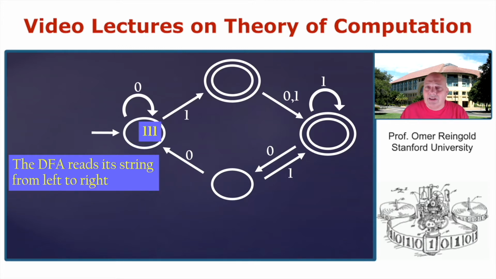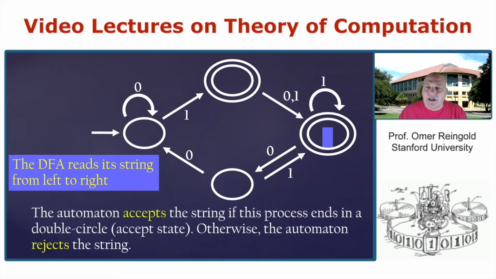We read the 1, which moves us to the next state. We read another 1, which gets us to another state. And this one stays put. Since we ended the computation in an accept state, we accept this string. And if we read the sequence and got to a state that is not an accepting state, then we reject this string. So this is the computation, accepting or rejecting strings.